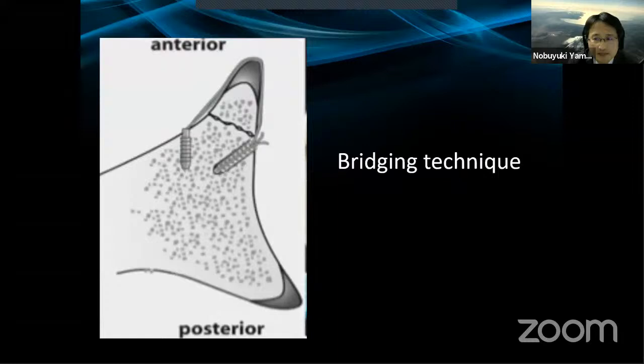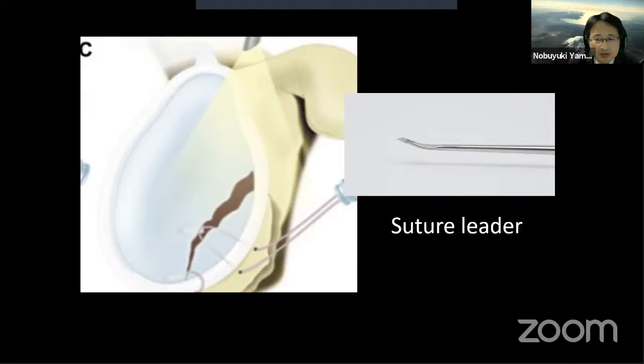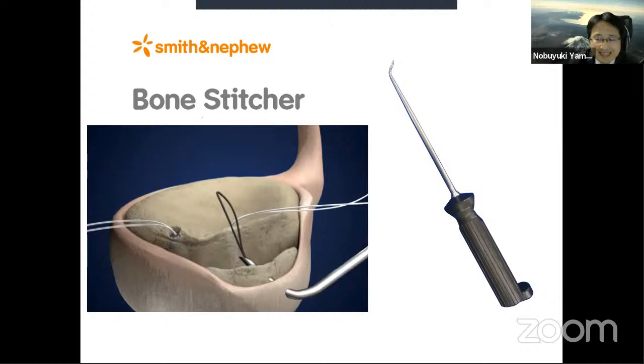Some surgeons perform the suture bridge technique. This is also one of the options. For a large fragment, in this case, we need to pass the suture through the fragment. I prefer to use a suture lasso to penetrate the fragment. A strong suture hook, bone stitcher, is also useful to penetrate the bone.